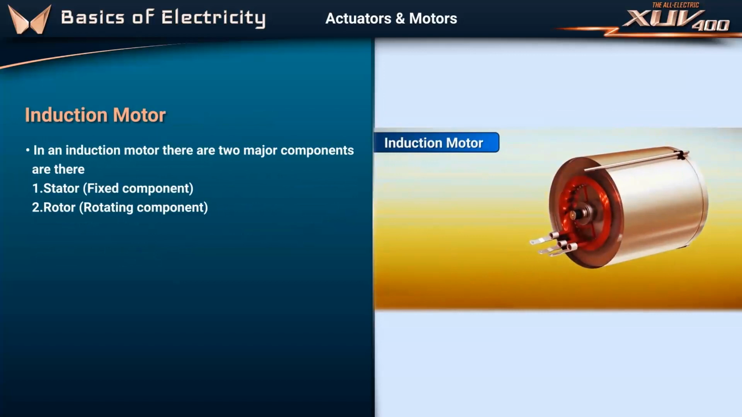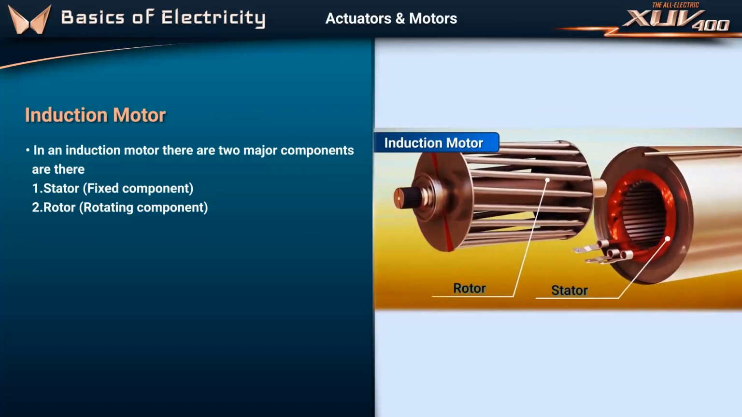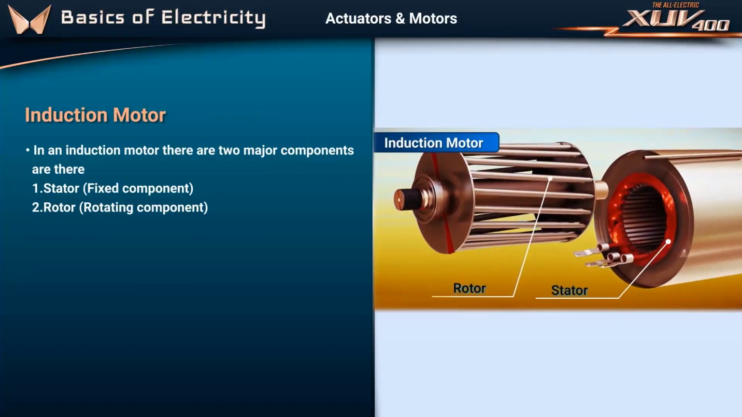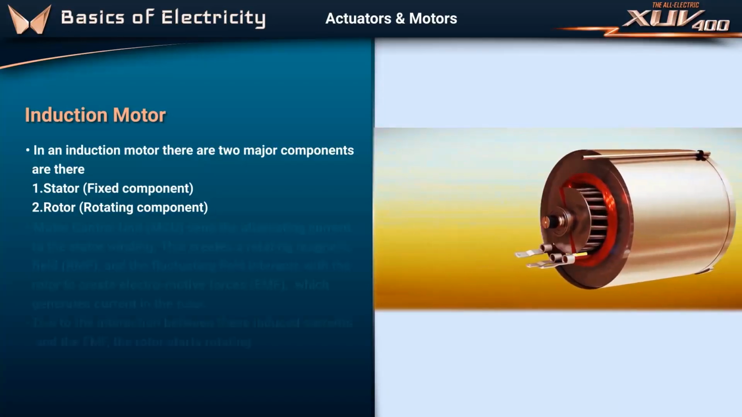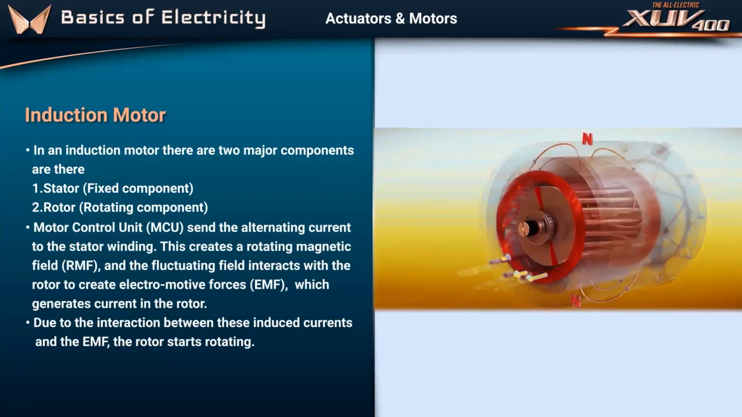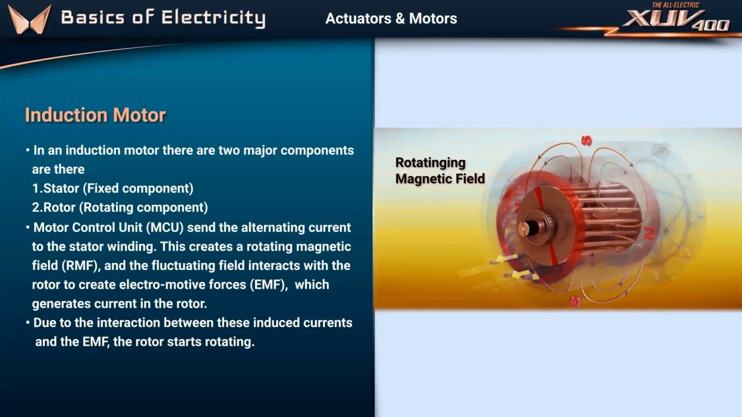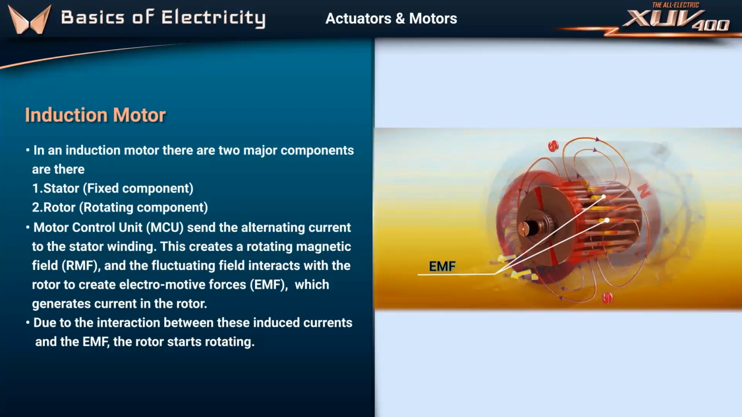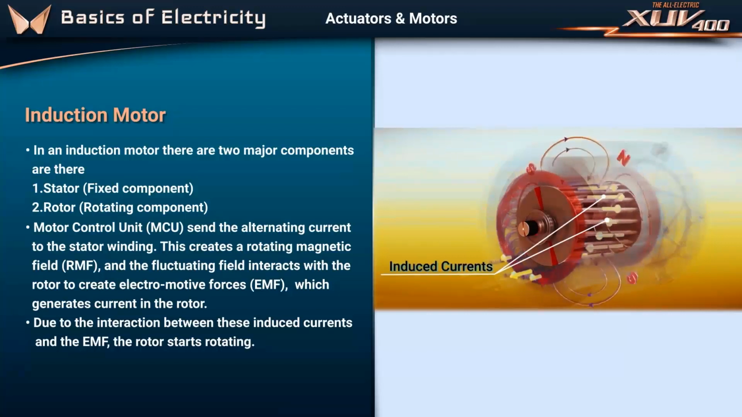Induction motor. In an induction motor, there are two major components. First, stator. Second, rotor. The motor control unit sends alternating current to the stator winding. This creates a rotating magnetic field, and the fluctuating field interacts with the rotor to create electromotive forces which generate current in the rotor. Due to the interaction between these induced currents and the EMF, the rotor starts rotating.